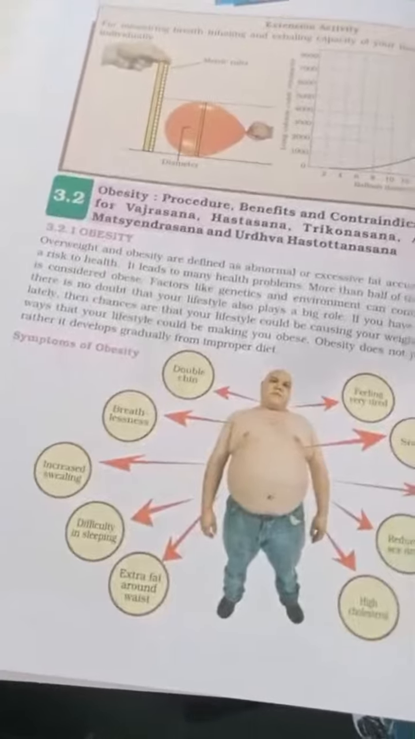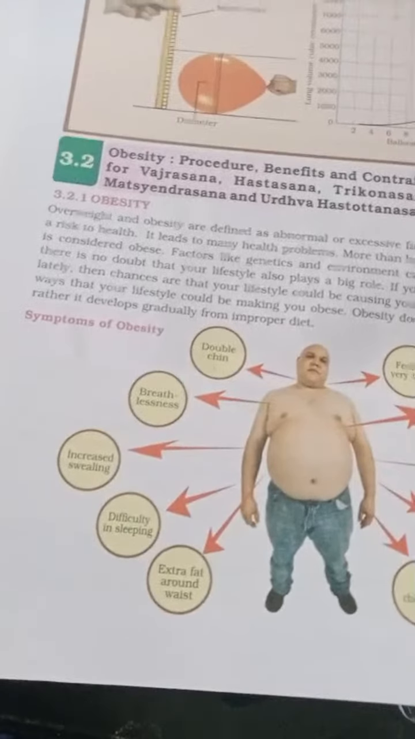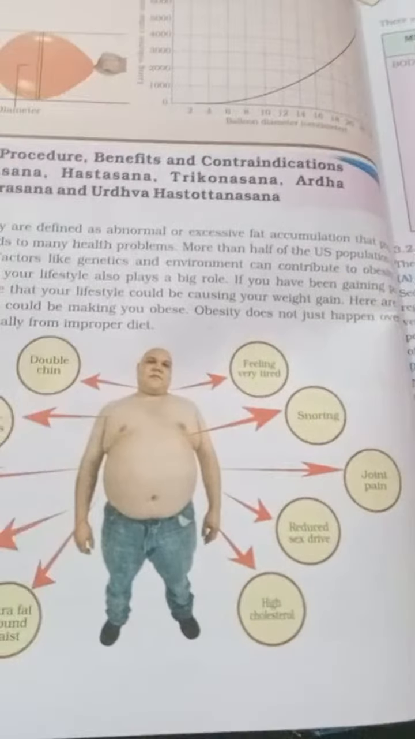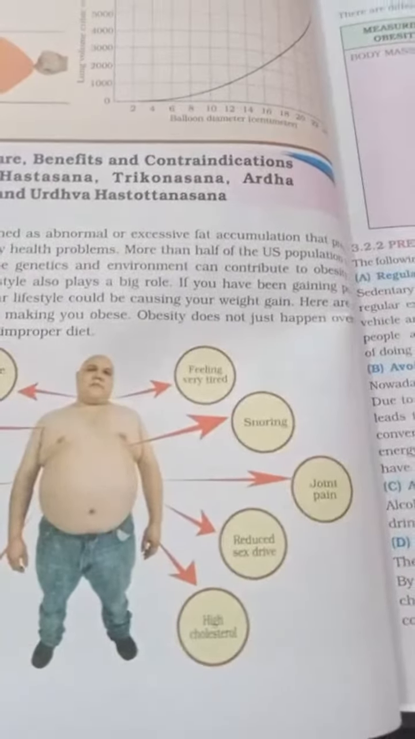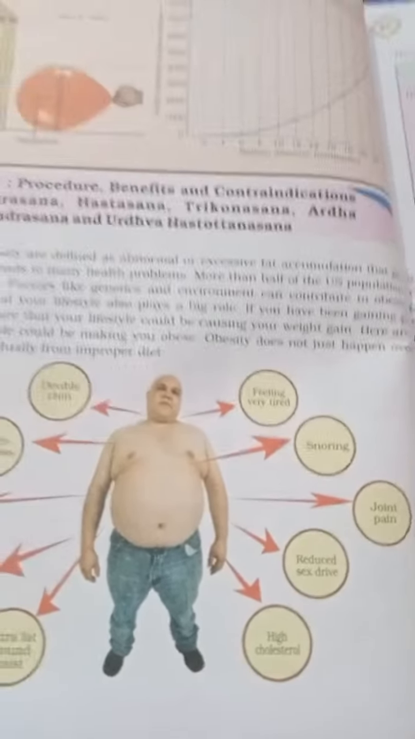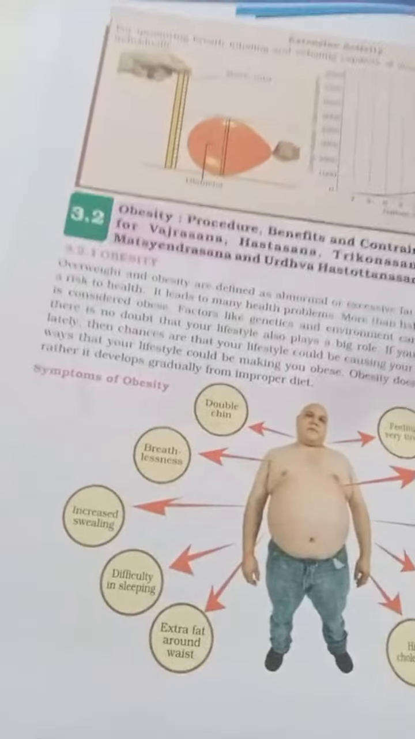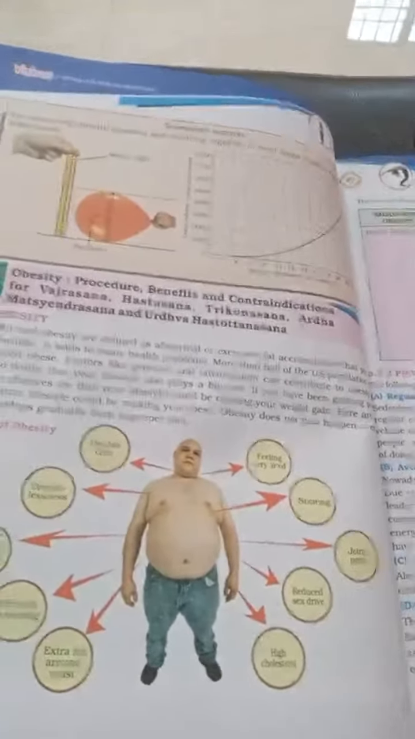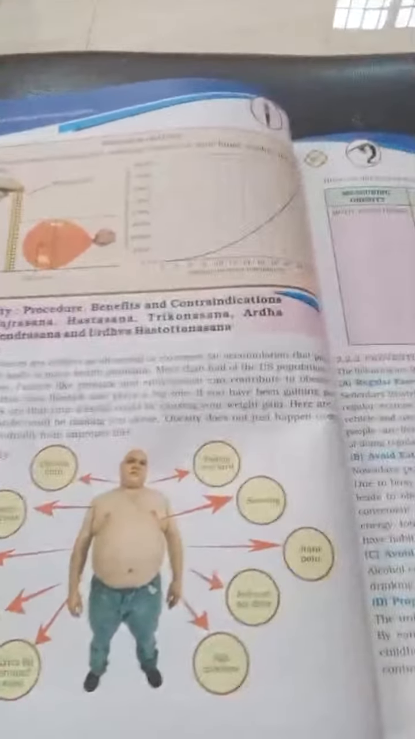The symptoms are double chin, then breathlessness, increased swelling, difficulty in sleeping, extra fat around the waist, and always feeling very tired, snoring, joint pain, reduced sex drive, and then high cholesterol. So these are all symptoms of obesity. The factors here may be genetics or environment, which can contribute to our obesity.